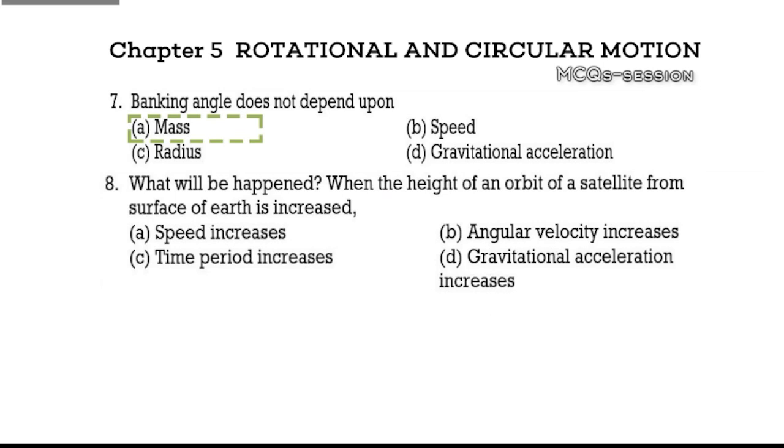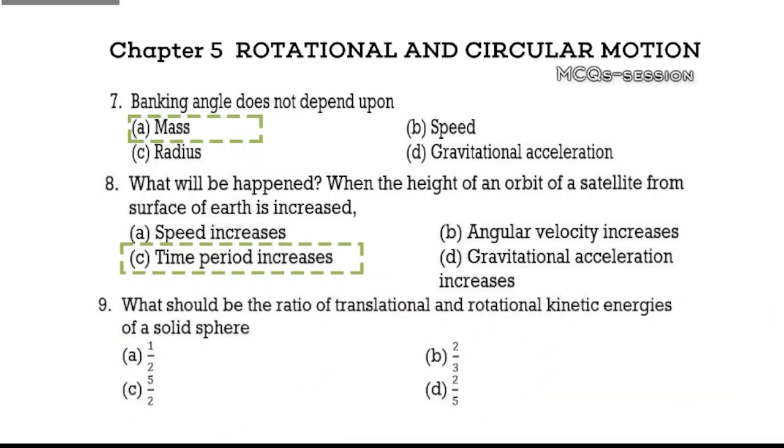Question 8. What happens when the height of a satellite's orbit from the Earth's surface is increased? A. Speed increases, B. Angular velocity increases, C. Time period increases, D. Gravitational acceleration increases. Pause the video and guess the answer. The answer is C. Time period increases. Explanation. When the satellite's orbit height increases, the path it travels becomes larger, which results in a longer time period.